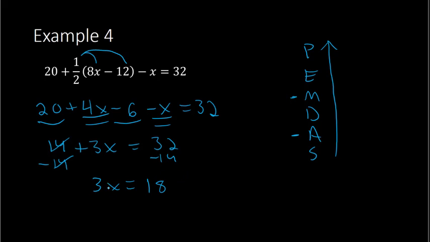Now from here, this is 3 times x, so to get rid of the 3, do the opposite, which is divide. So divide both sides by 3. We now have x equals 18 over 3, which would be 6. So my solution is x equals 6.